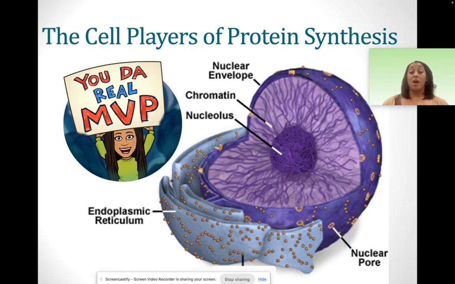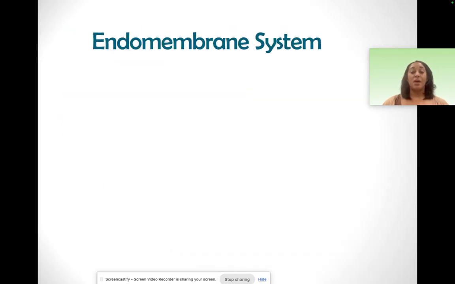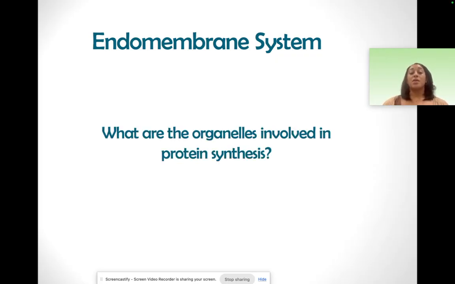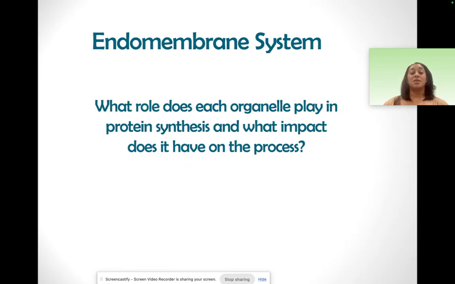All right, your ER. Remember, you have a smooth and a rough ER. Your rough ER has ribosomes, and these ribosomes are the first place that we're actually going to see those proteins that are made through protein synthesis. All right, so these organelles together are called the endomembrane system. So, what are the organelles involved in protein synthesis, what role does each organelle play, and what impact does it have on the process? That's what we're going to be talking about in this video.